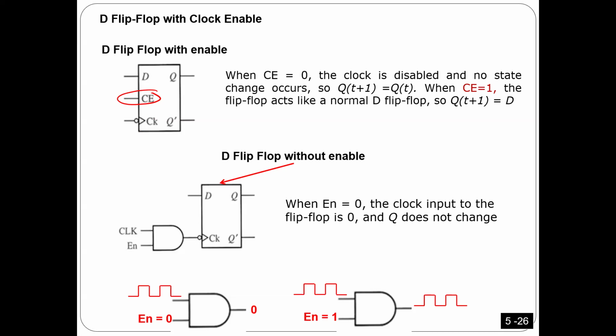Look here, when the enable is 0 and I have a clock, I'm going to input 0. When you input 0 here, that means there is no clock. No clock means no change. It is disabled. You got it? But if I put 1 here along with the clock, you will get the normal behavior.